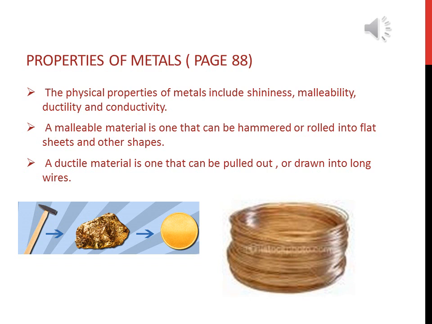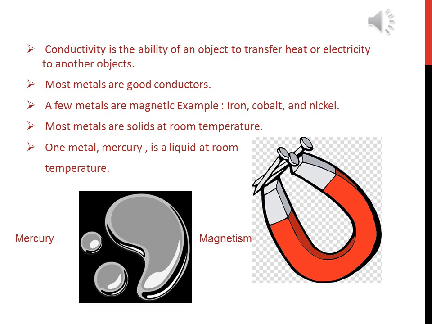The physical properties of metals include shininess, malleability, ductility, and conductivity. So, what is malleability? A malleable material is one that can be hammered or rolled into flat sheets and other shapes, as you can see in the first figure. A ductile material is one that can be pulled out or drawn into long wires, like the copper wires in the second figure. Conductivity is the ability of an object to transfer heat or electricity to another object.